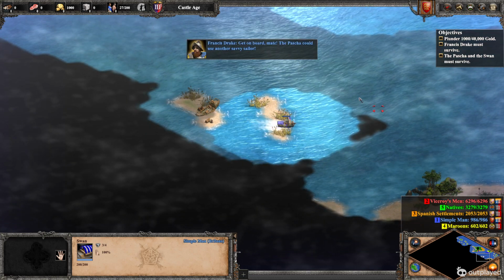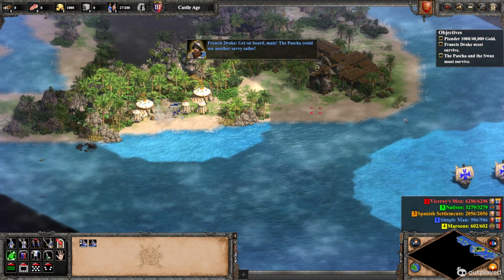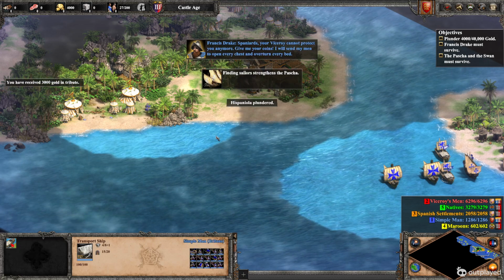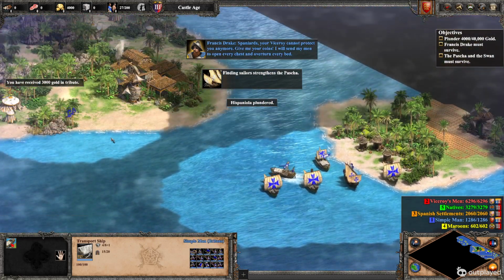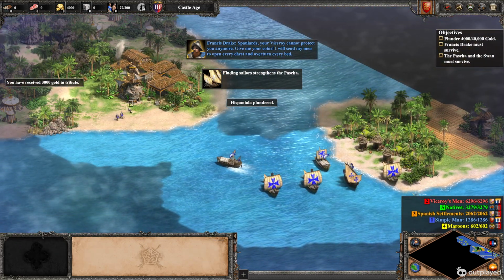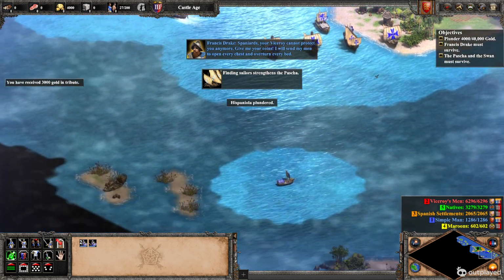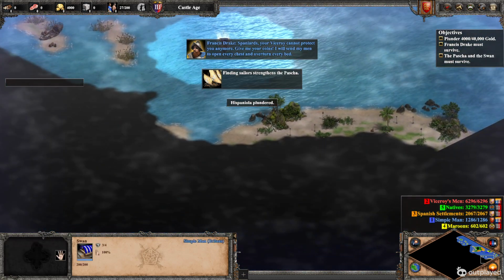Get on board, mate! The Pasha could use another savvy sailor. Spaniards! Your viceroy cannot protect you anymore. Give me your coins, or I will send my men to open every chest and overturn every bed.